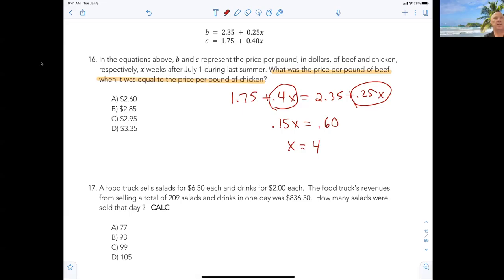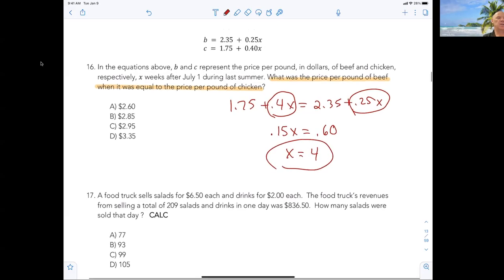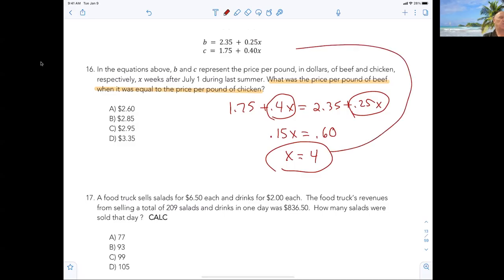But they want to know the price. So now I just plug four in, right? Please look, because I think this is important. Is it better to plug four into chicken or four into beef? I would say it's easier to plug it into beef because I know four quarters make a dollar. Does everybody agree with that? And then a dollar plus 2.35 is 3.35. Everybody happy with that explanation? Everybody's good? All right, I like that.